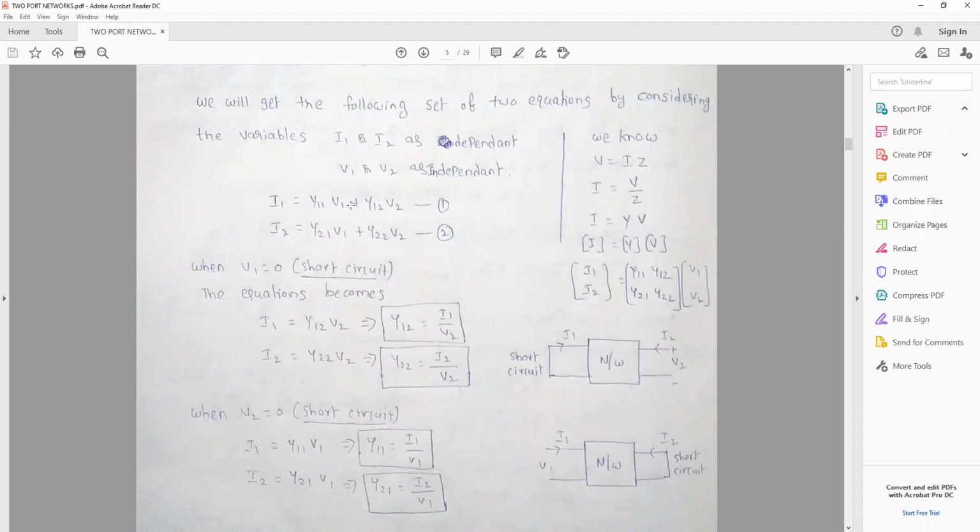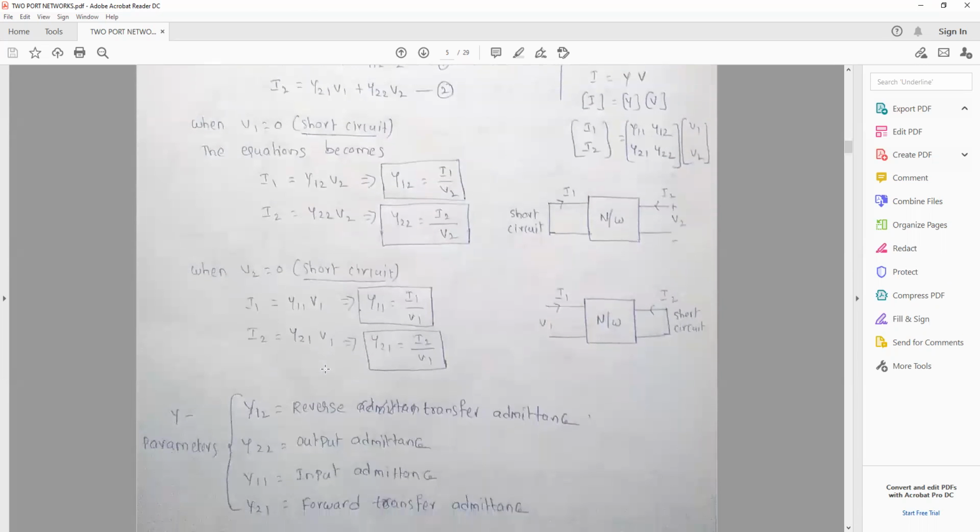సో దెన్ ఫస్ట్ ఆఫ్ ఆల్ V1 0 చేయి. V1 is equal 0 అయితే ఈ టర్మ్స్ రెండు 0 అయిపోతాయి రెండు ఈక్వేషన్స్లో నుంచి. అవునా. సో ద ఈక్వేషన్స్ ఏం వెళ్తాయి, I1 is equal to Y12 V2, I2 is equal to Y22 V2. సో ఫ్రమ్ దిస్ Y పారామీటర్స్ ఎలా చేస్తారమ్మా, Y12 is equal to I1 by V2, అలాగే Y22 is equal to I2 by V2.